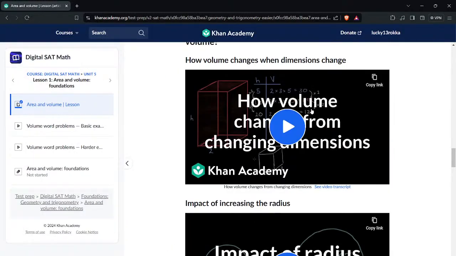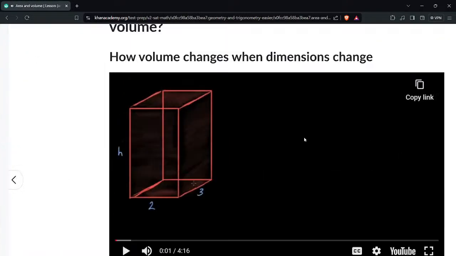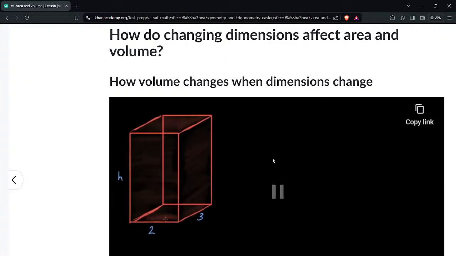So I have a rectangular prism here, and we're given two of the dimensions. The width is 2, the depth is 3, and this height here we're just representing with an h. And what we're going to do in this video is think about how the volume of this rectangular prism changes as we change the height. So let's make a little table here.